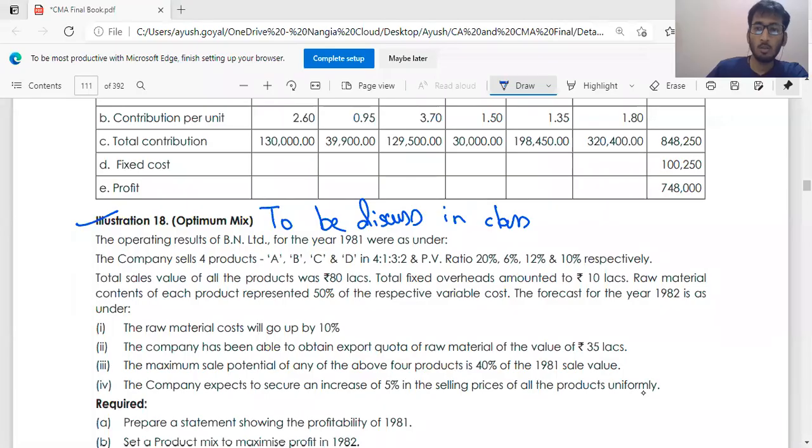So guys, in the last lecture we did question number 15 from decision making, and today we'll do two questions from the CMA final study material pertaining to decision making. So let's move to the material. We'll start with question number 18.